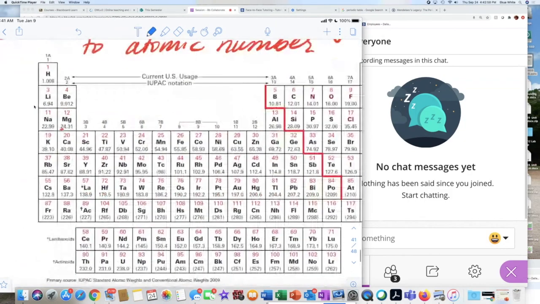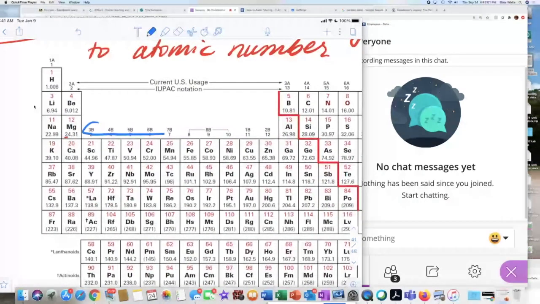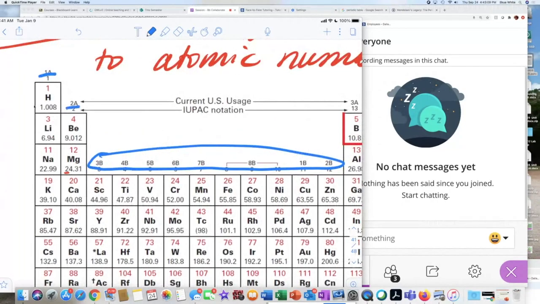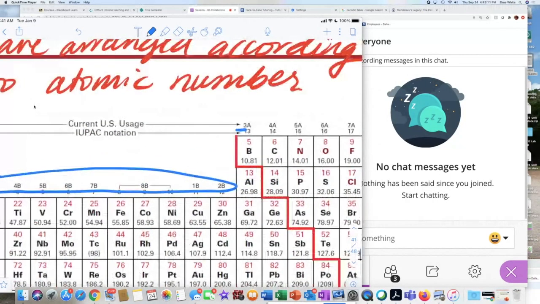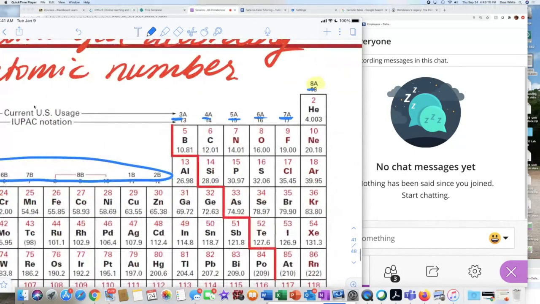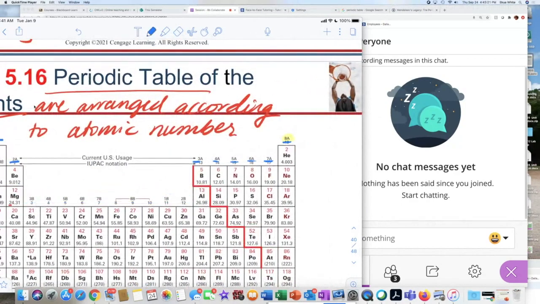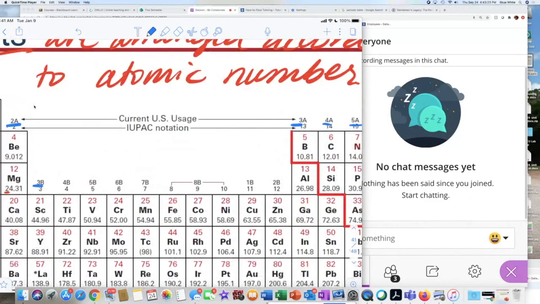Okay. So here are your B group elements. Right here. Look at how logical the A group are. 1A, 2A, skip this whole block. 3A, 4A, 5A, 6A, 7A, 8A. So predictable, so logical. Look at the B group. When you're trying to number them, they don't even start from 1. 3B, 4B, 5B, 6B, 7B, 8B, 8B, 8B, 1B, 2B. What? I told you it was complicated.